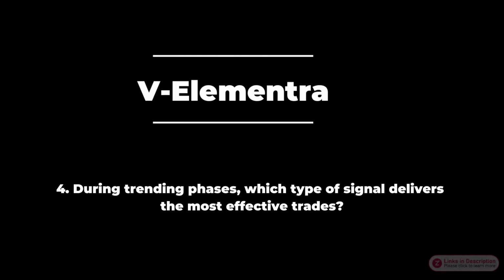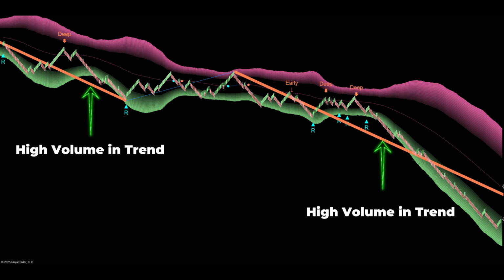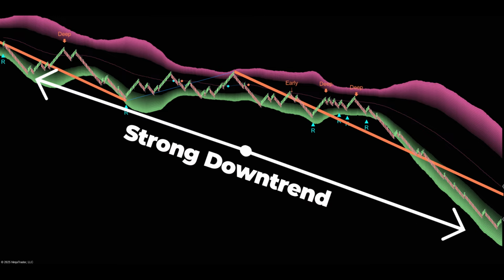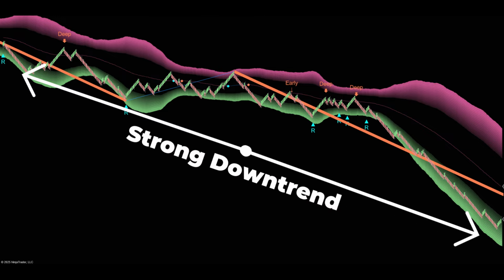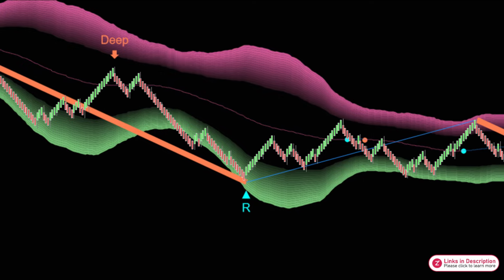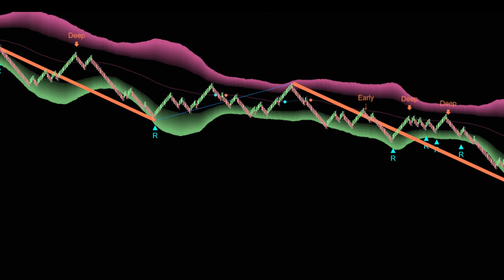4. During trending phases, which type of signal delivers the most effective trades? When the market shows a clear trend, the trend volume lines, both thick and thin, can help us anticipate the next move of the trend, whether it's likely to continue or start reversing. When the trend volume lines are thick, it indicates that the current trend is strong, so it's better to avoid reversal trades. Instead, focus on early pullback signal and deep pullback signal to trade in the direction of the trend and take advantage of the strong momentum.